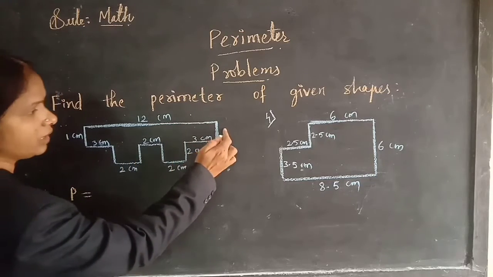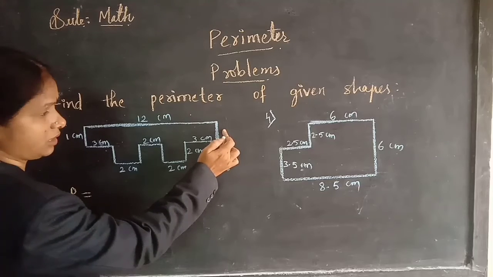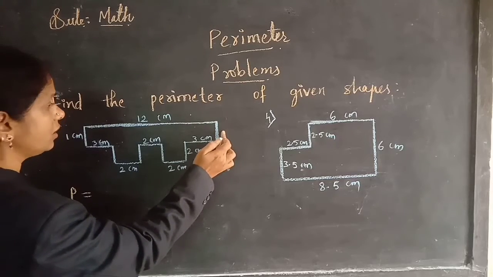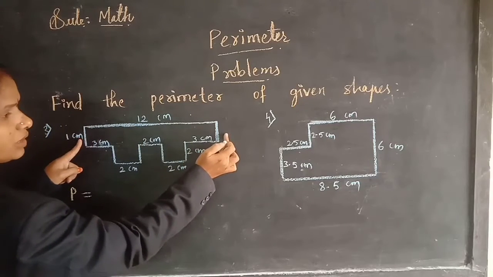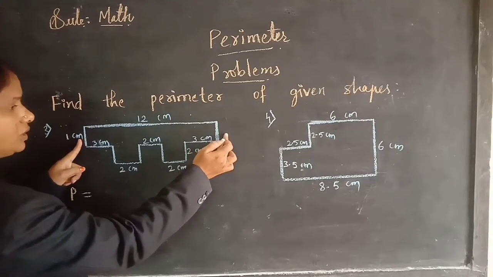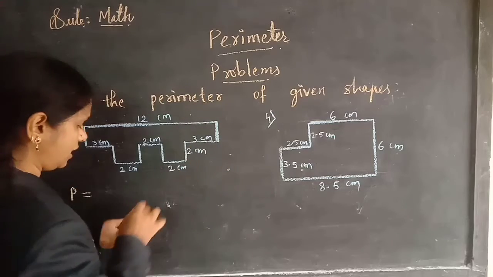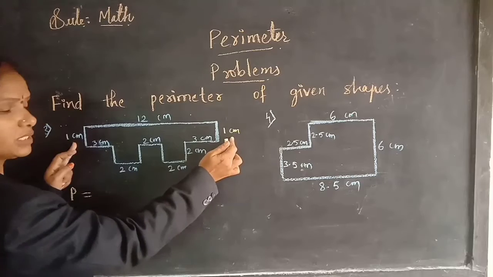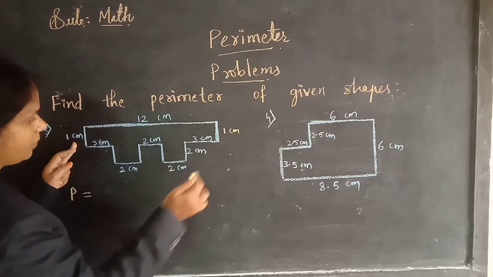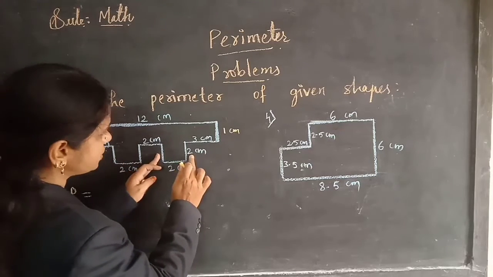Here you see, the side length is not given, children. But how do we write it here? By observing the opposite sides. See, these opposite sides, both lengths are the same. You can observe here, so this length I can take as 1 centimeter. Why? Because these opposite sides are the same here, and comparing this, these two opposite sides are the same.